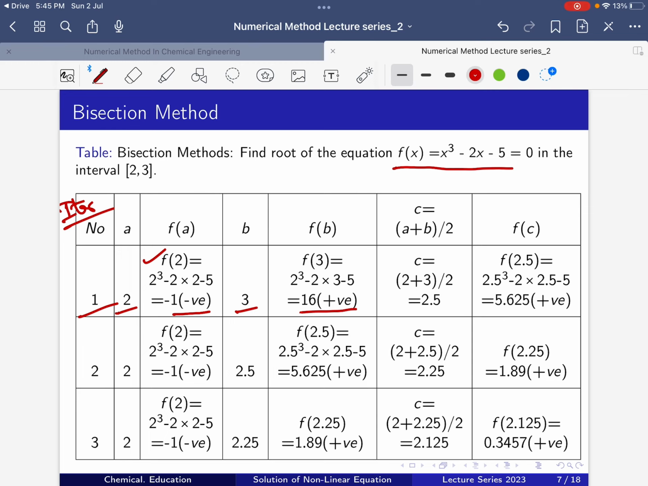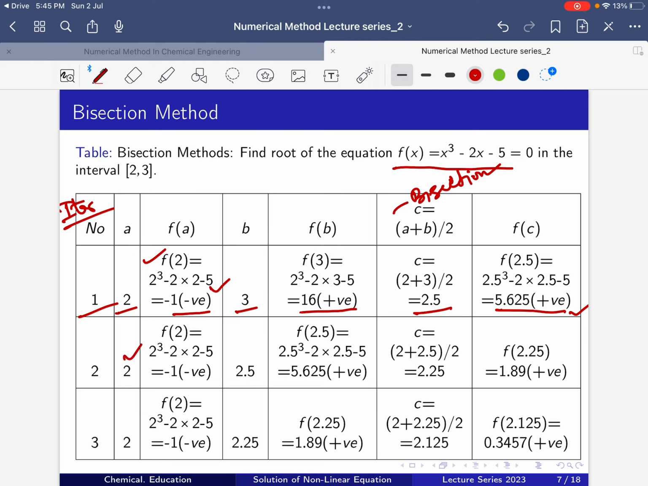Now the midpoint, by using the bisection method, c will be (2 plus 3) by 2, 2.5, and we have to find out the function value at point c. So that is f(2.5), which will be a positive value. Now this is positive and this is negative, so root lies between 2 and 2.5.